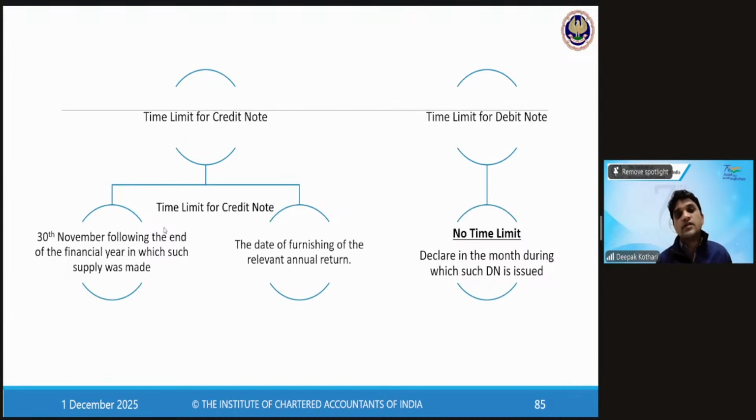Declare it in any month during which you raise a debit note. Whichever month you find there's a mistake and you have to make an upward revision. What is a debit note? A debit note is for an increase in the value. A credit note is for a reduction in the value. Any reduction in the value, we will raise a credit note. For any increase in the value, we will raise a debit note.